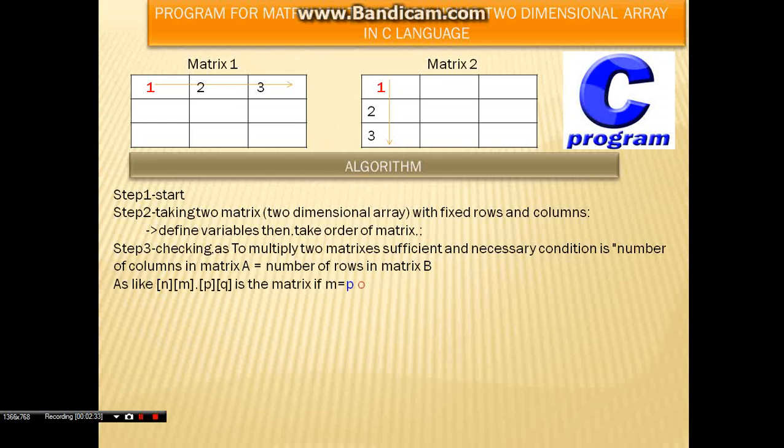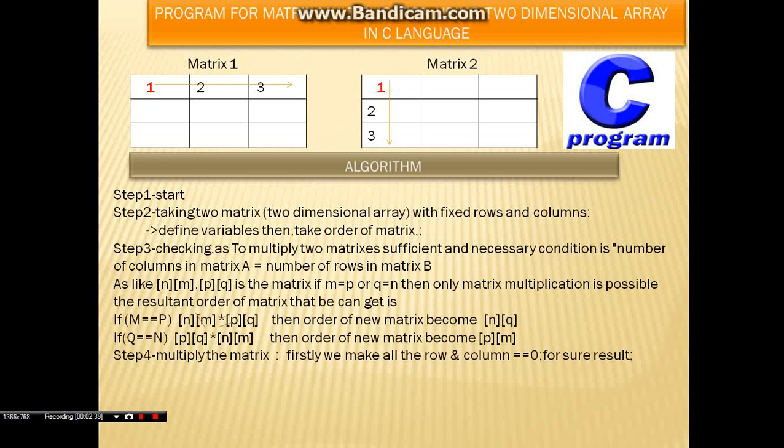Like rows N and columns M, our rows P and columns Q is the other matrix. If M is equal to P, or Q is equal to N, then only matrix multiplication is possible. The resultant order of the matrix that we can get is, if M is equal to P, then N M and P Q, M cross and P cross out, and the resultant matrix will be of N by Q order. Similarly, if Q is equal to N, Q and N get vanished, and the resultant matrix we get is P by M.